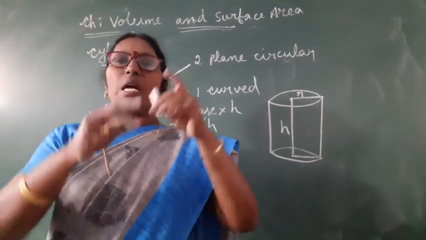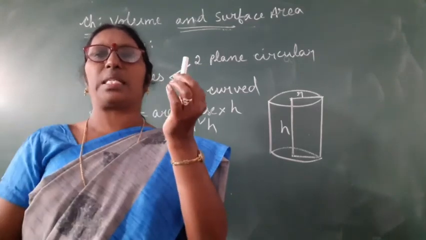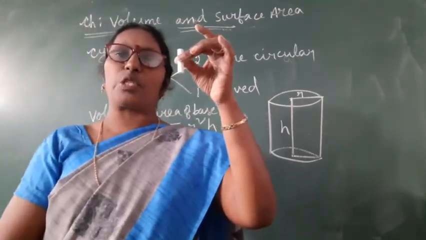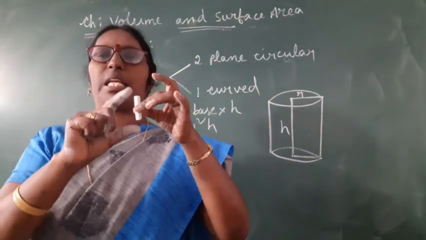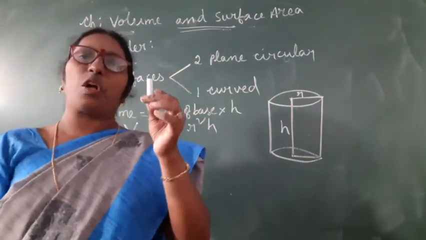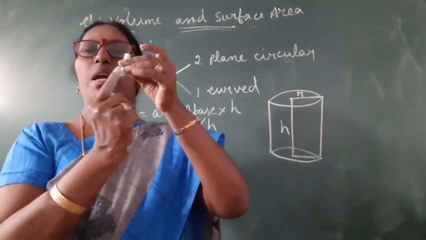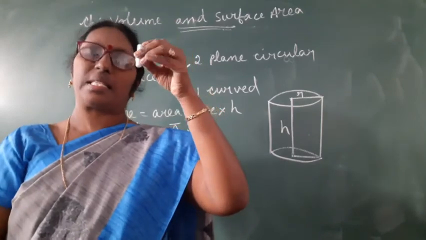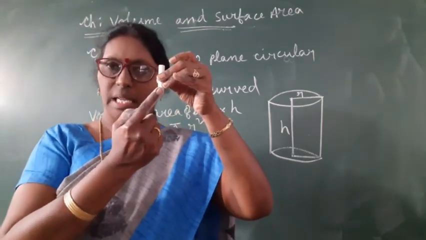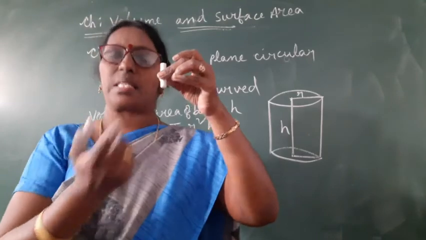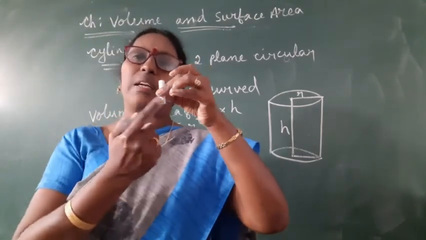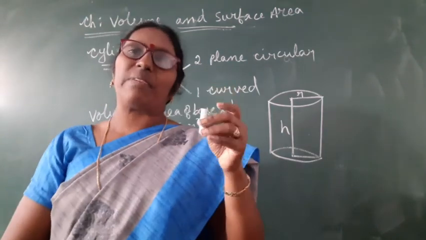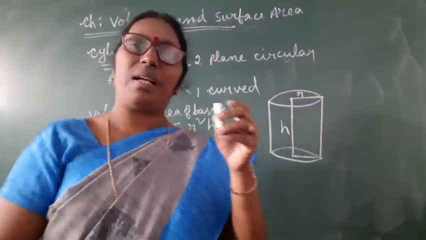Then, how to find the curved surface area of the cylinder? In the same way, if it is a regular solid, area of the base into height gives you the volume of the cylinder. In order to get the curved surface area, it is perimeter of the base into height. Here in this case, the base is a circle. Perimeter of the circle means circumference of the circle. The circumference of the circle is 2 pi r, into h gives us the curved surface area of the cylinder.